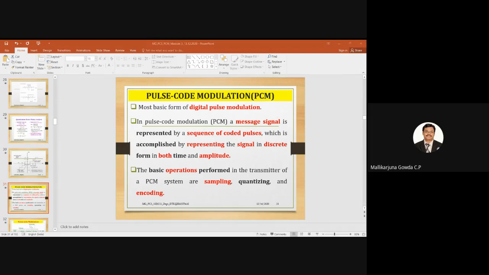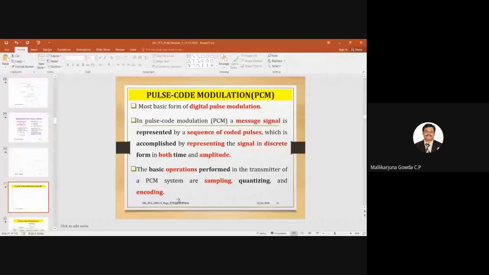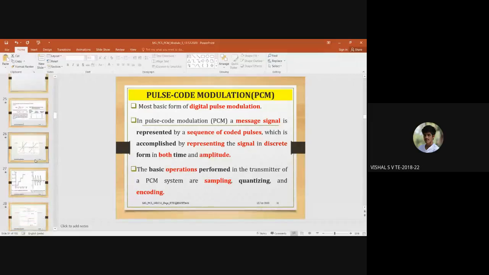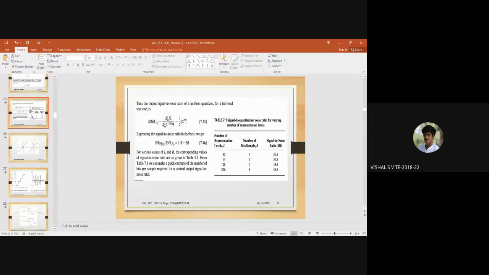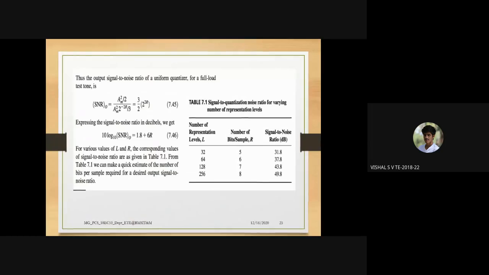What is the 6 dB rule? What is the expression for output SNR? The output SNR is 3 by 2 into 2 to the power 2R. In decibels, it is 1.8 plus 6R, sir. Yes, whatever is displayed is this one. This is the output SNR expression, and this is the expression in terms of dB.